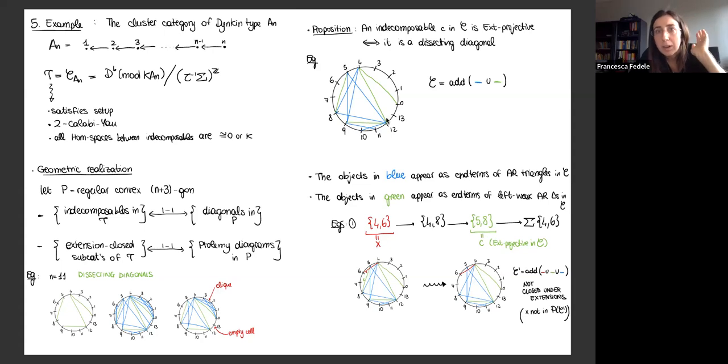So again, if we look at this example on the right hand side of the slide, the corresponding extension closed subcategory C would be obtained by taking add of all the indecomposable objects corresponding to the blue diagonals and to the green ones. The green ones correspond to Ext-projective objects, and the blue ones correspond to the remaining objects which are not Ext-projective. So the objects in blue will appear as endterms of Auslander-Reiten triangles in C in the more classic sense.